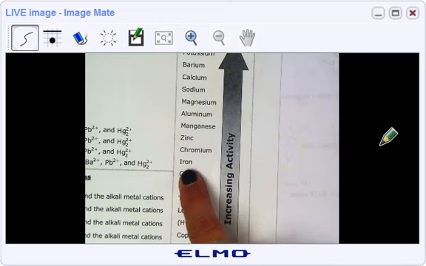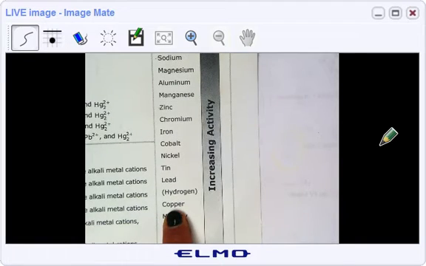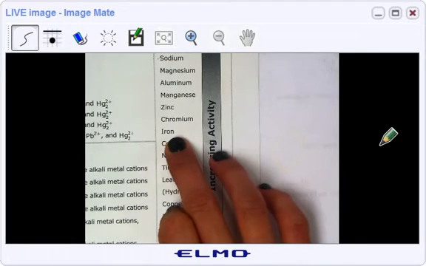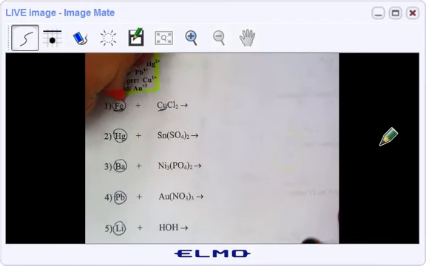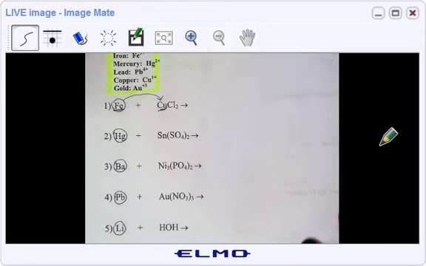Iron is right there, and then copper is below it. So that's great. Iron is right there, copper is down below it. So yes, iron can replace copper. Iron is literally taking the place of copper and making copper be the loner. Okay?